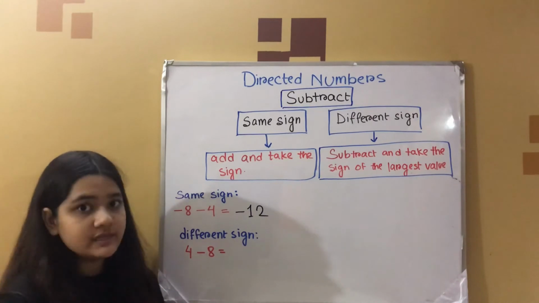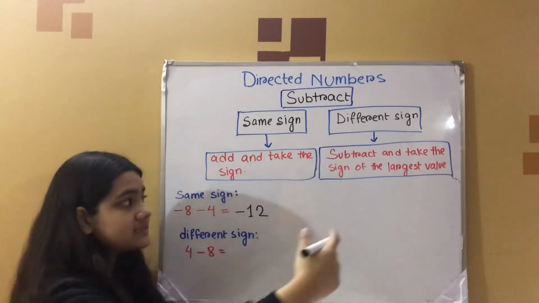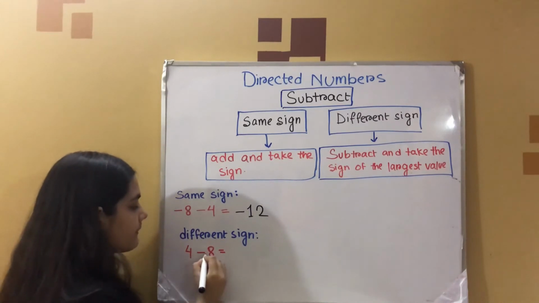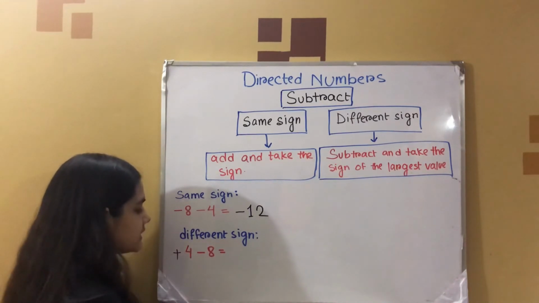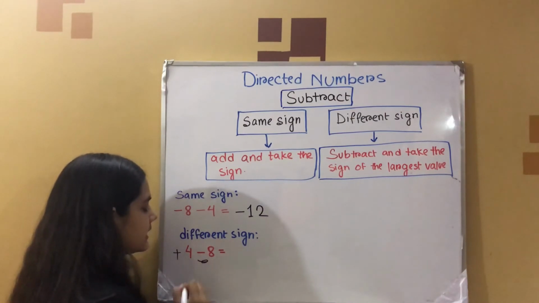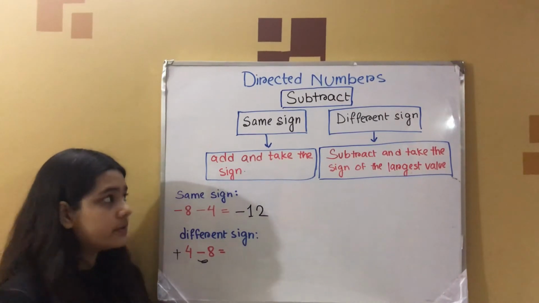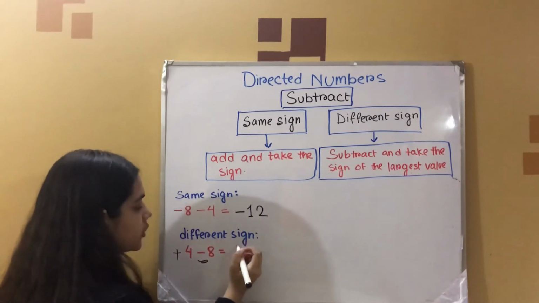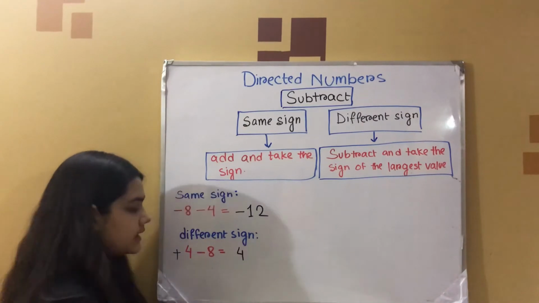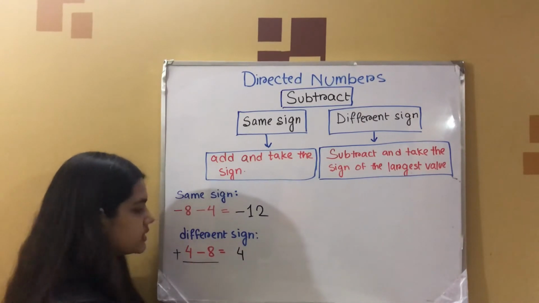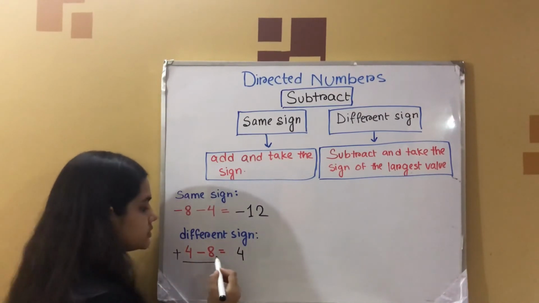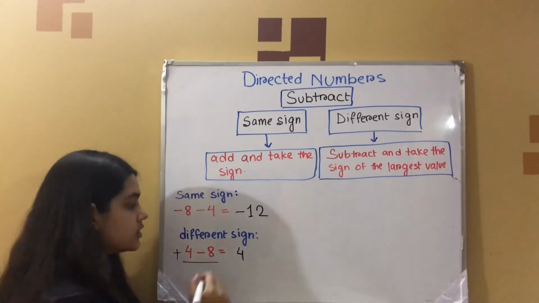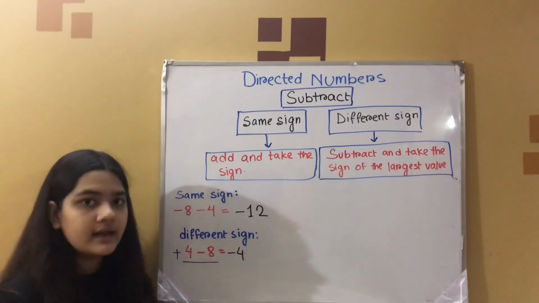And in case of different sign, we are going to subtract and take the sign of the largest value. Here, 4 minus 8. 4 has the positive sign and 8 has the negative sign. We are going to subtract 8 minus 4. We get 4. The largest value between these two numbers is 8. So we are going to take the sign of 8. 8 has the negative sign. So our answer will also have the negative sign.